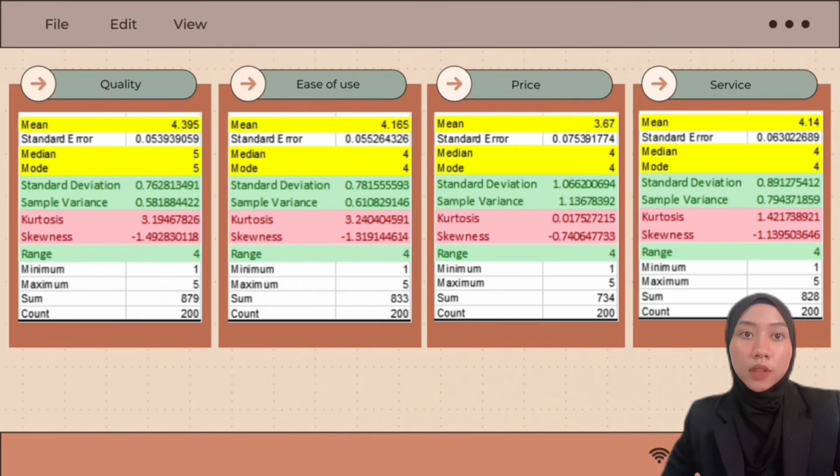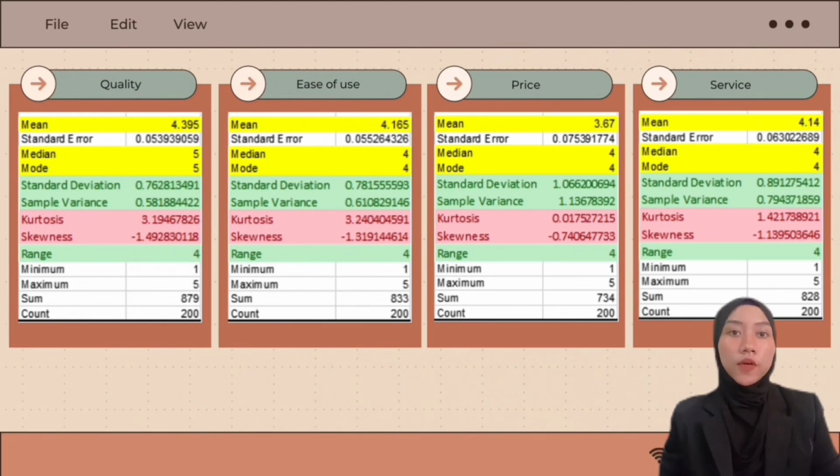and ease of use 0.618, price 1.137, and service is 0.794. For the standard deviation, quality is 0.763, ease of use 0.782, price 1.066, and service is 0.8912. Furthermore, measures of normality, which are skewness and kurtosis.